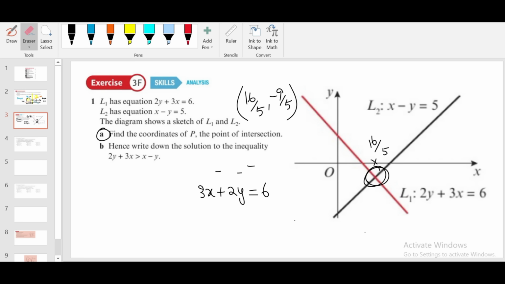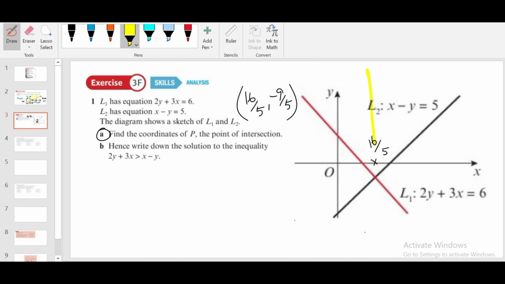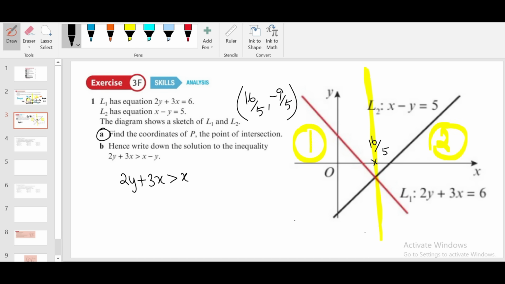Now to solve part B, we just need to consider the x coordinate of the point and divide the shape through the point of intersection. So you have two regions, region 1 and 2. The inequality we are solving is this. 2y plus 3x is greater than x minus y. So this is the red line. This is the black line. So the red line is bigger.